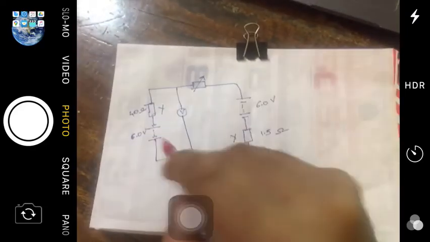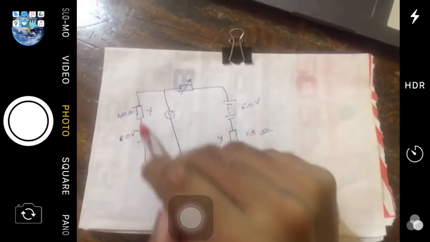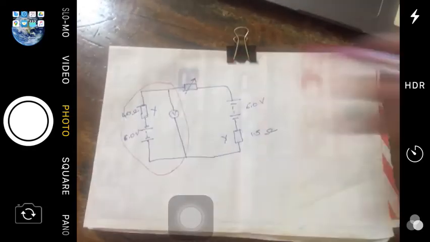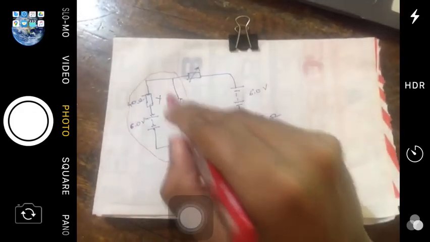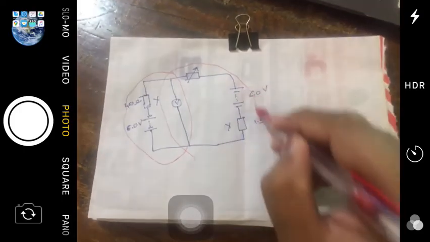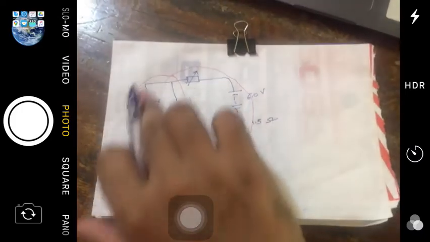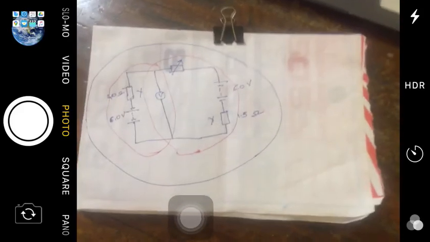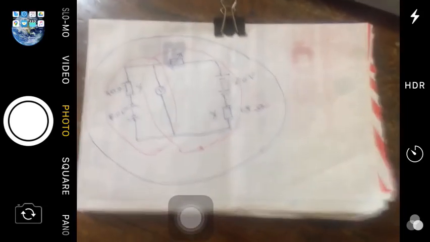First thing, you start here, it's like you're running on a track. You start running, so this is a closed loop. You start running this way, now that's another closed loop. And you start running, now that's another closed loop. So there are 3 closed loops, and obviously you have to choose them when you're applying Kirchhoff's second law.